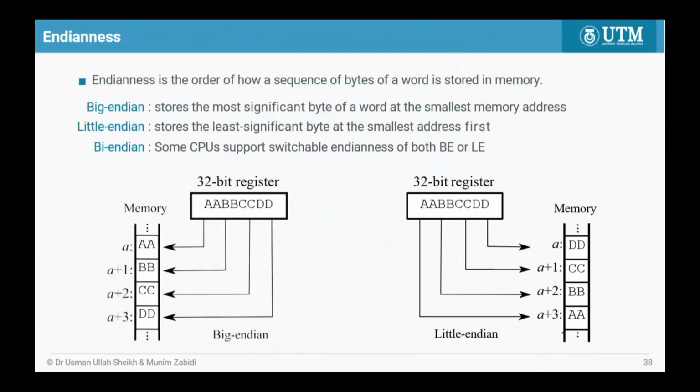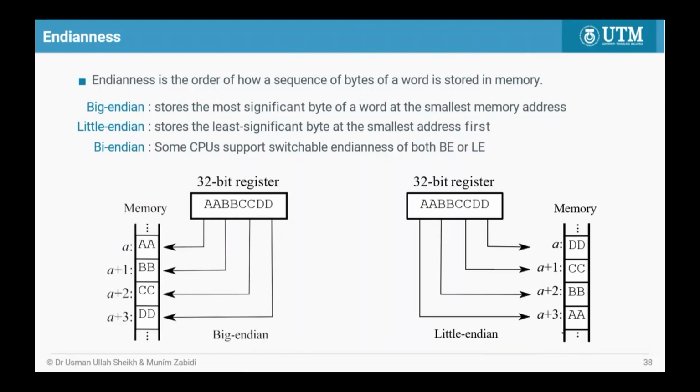Okay, and last but not least, the endianness. You kena tahulah how the endianness works. So the endianness is the order of how a sequence of bytes or words is stored in memory. There are three types of endianness: big endian, little endian, or byte endian. But most computers use either big endian or little endian lah.